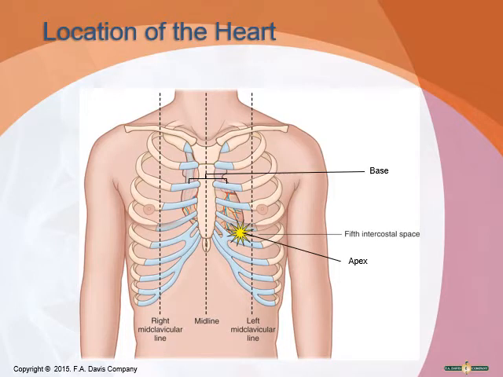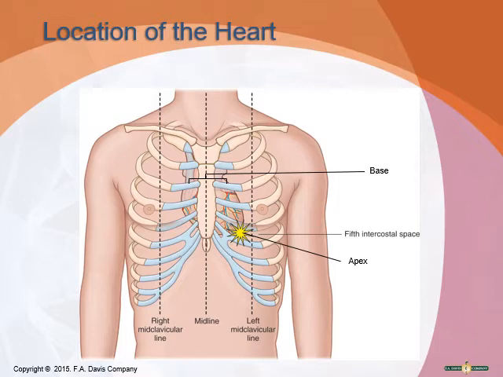Our heart is about the size of a fist, and it sits just a bit to the left of center behind our sternum, in the body cavity called our mediastinum. Kind of counterintuitive, but the superior or top part of the heart is known as the base, and the inferior or bottom part of the heart comes to a slight point, and that's called the apex.